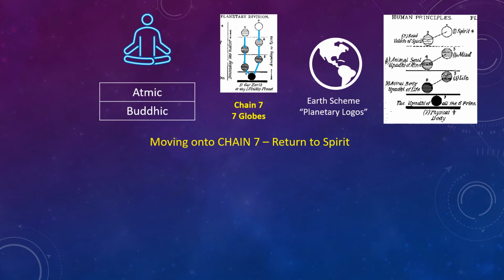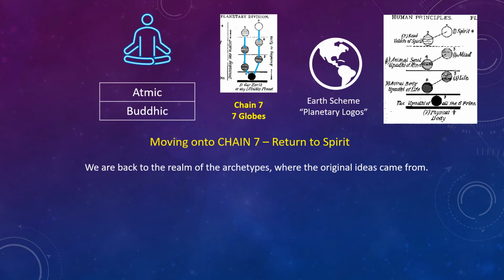Finally, we're into chain 7. We've returned to spirit. We are back to the realm of the archetypes where the original ideas came from. Why do I say that? Because if you've been noticing, there's a repetition of the levels of consciousness going on. So in chain 1, we had Atmic and Buddhic, and we have that also in chain 7. In chains 2 and 6, we were dealing with the levels of mind, and in chains 3 and 5, we were dealing somewhat with the levels of the Kama-Manasic, or the emotional astral body.